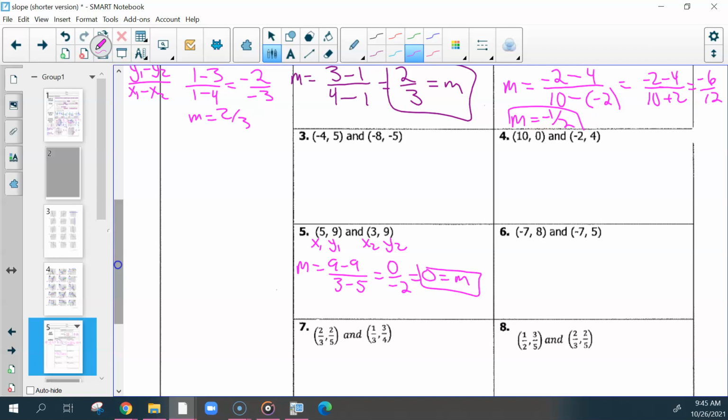So when you're finding slope from 2 points, and you're using the formula, if you look at the 2 points and your y values are the same, you're going to end up with a 0 slope. But they have to be exactly the same, not like a 9 and a negative 9. So we can just look at that and tell.